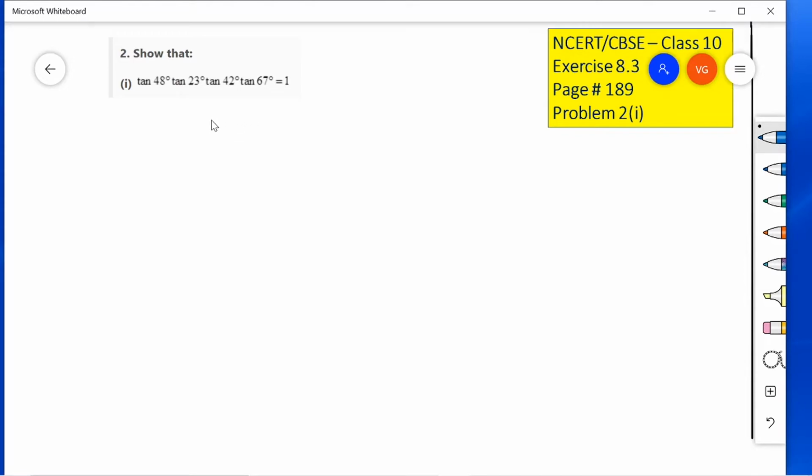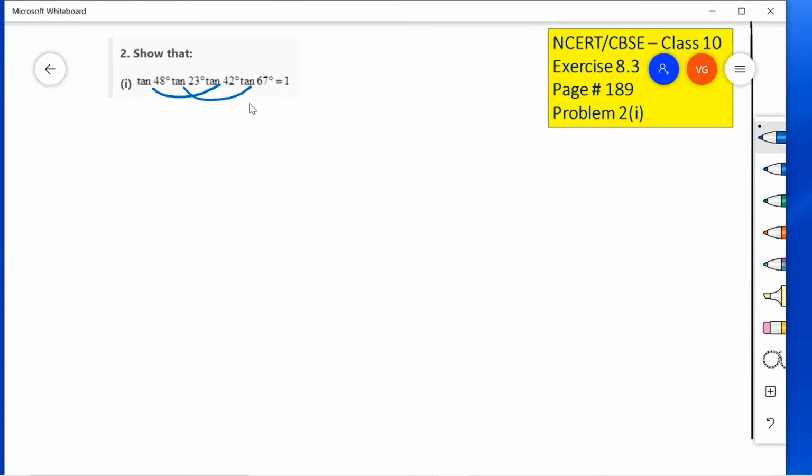So before starting the problem, we have to check whether the given angles are making any complementary angle pairs or not. Which two angles are making complementary angles here? So here the given angles are 48, 23, 42 and 67. Any two combinations making complementary angles, that is 90 degrees or not, we need to check here. So here if you see 48 and 42 making one complementary pair and 23 and 67 are making one more complementary pair. So that we can change.